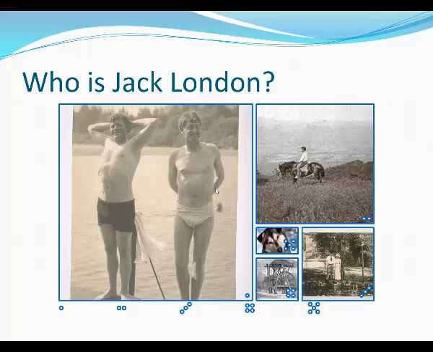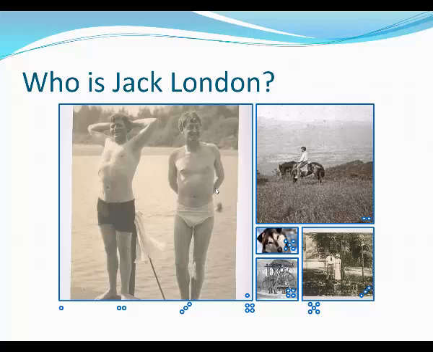Jack London's famous for his stories about the Yukon and the Klondike. He's famous for writing about the social conditions of his time. He's also famous for being a part of the Bohemian crowd. This is a picture of him in the swimsuit with his friend George Sterling. George Sterling was a poet, and he was his best friend.